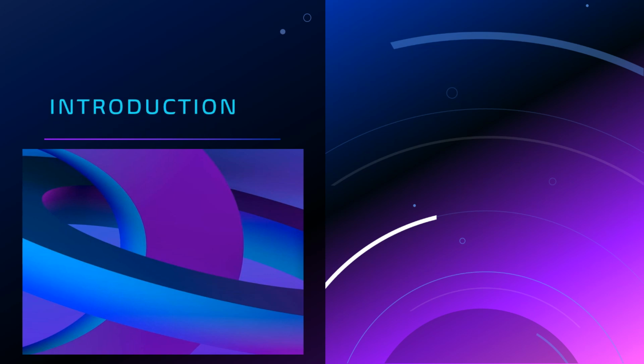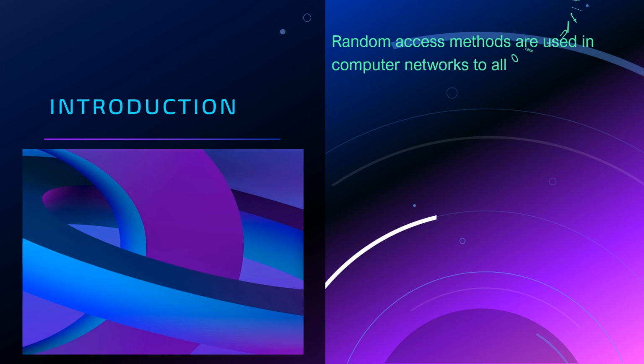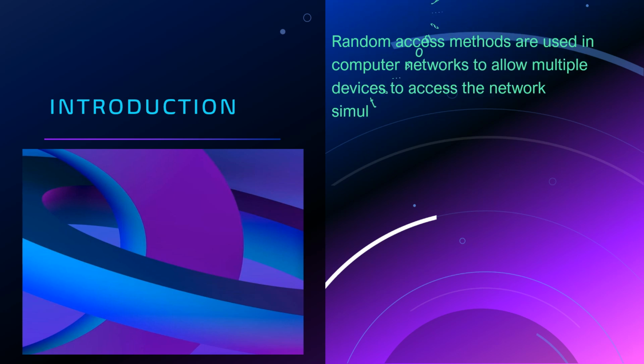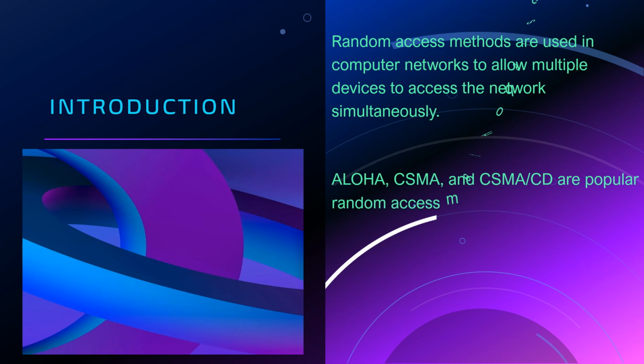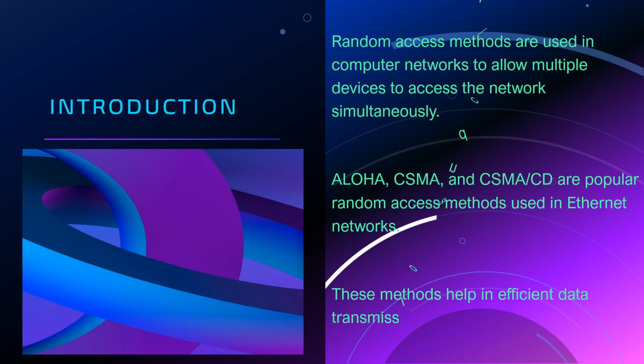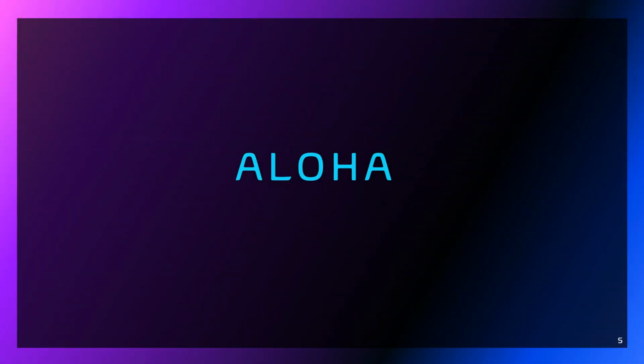Introduction. Random access methods are used in computer networks to allow multiple devices to access the network simultaneously. Aloha, CSMA, and CSMA-CD are popular random access methods used in Ethernet networks. These methods help in efficient data transmission and collision avoidance. So let's begin with Aloha.